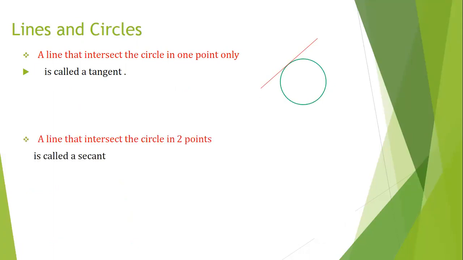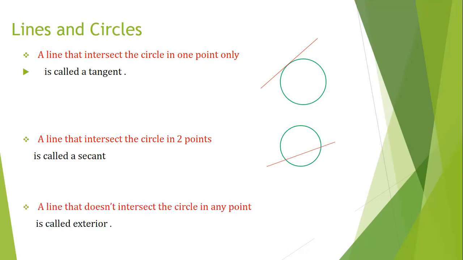Now, a secant line is a line that intersects the circle at 2 points. As you can see in the figure, the line is cutting the circle at 2 points, and I said the word cutting because the word secant in Latin is secare, and secare means cutting. So this line here is cutting the circle at 2 points. This is why we call it a secant.